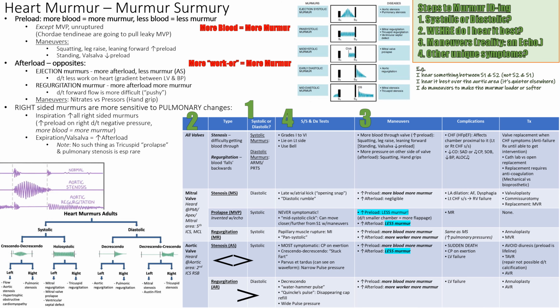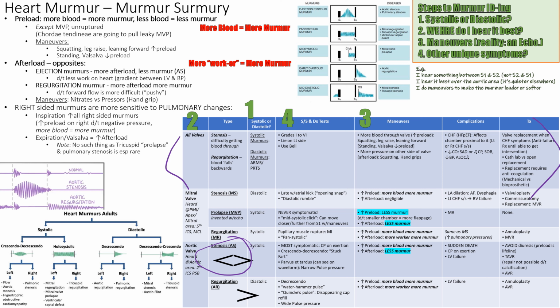All right, so here's a summary of the whole thing. This table summarizes the past few slides and treatments, etc. So this is all valves here. All valves have symptoms of poor cardiac output, right? Which one's the most life-threatening? This could be aortic stenosis, which has a crescendo-decrescendo pattern.